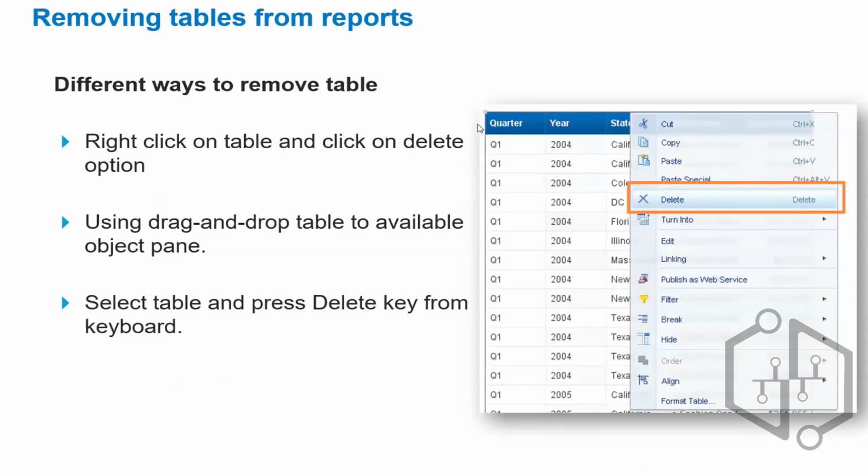There are different ways to remove the table. We can just right click on the table and click on delete. Or we can drag and drop the table from the reports page to the left side available objects pane. Or we can select the table and press the delete key on the keyboard. So that will also work to delete the table.